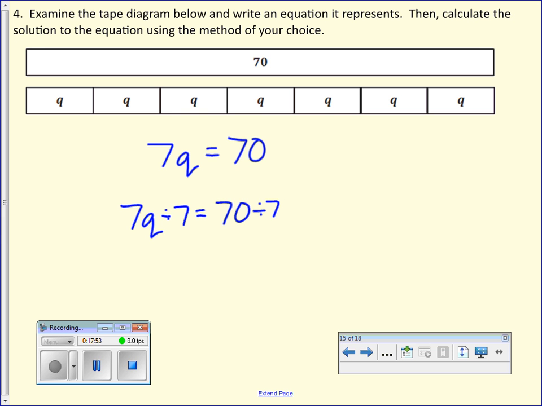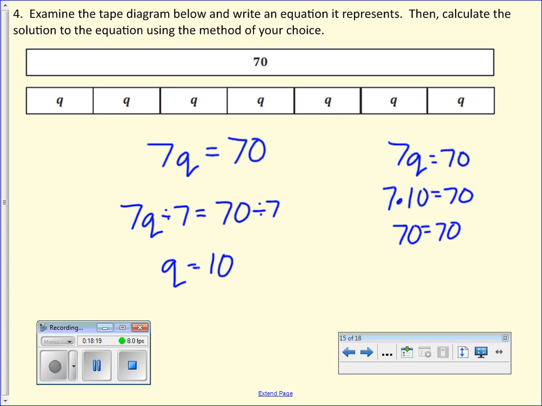Is anybody not sure what you're dividing both sides by or what you're multiplying both sides by? Whatever your coefficient is, or whatever is being divided by, that number that's hooked up to your variable. So Q equals 10. Check. True. Q does equal 10 because both sides of my check are equal.